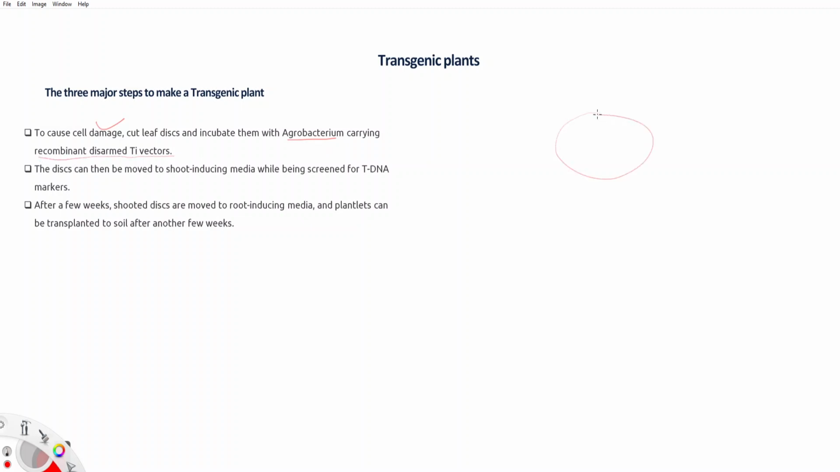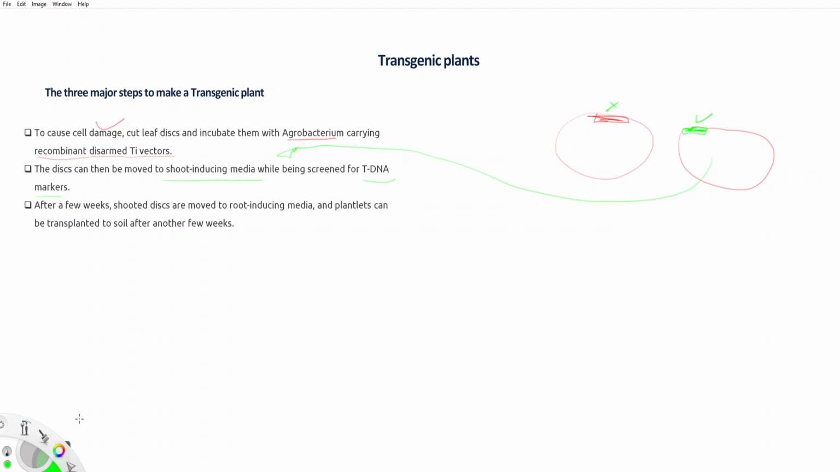So your normal Ti vector will carry, let's say, this red disease gene, and the disarmed one here is going to carry this green, nice gene. This is like the bad guy, this is like the good gene. So these are going to carry this disarmed gene. Then your next step will be, now you move your disc into a shoot inducing media, a media that is going to induce the formation of shoots. Of course, you will need to screen the tDNA markers as well.